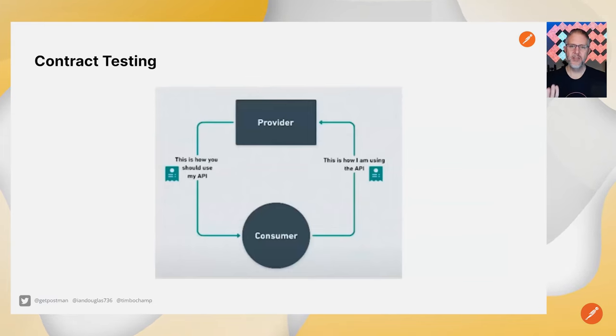Someone else was asking whether we can run all these tests using the command line. Yep, you can absolutely call these. Whether you're calling the producer contract generator tests or the tests that Tim wrote, as long as you've got a collection, you can build a collection runner and you can call that collection runner from Newman. So go check out the Newman command line tool, and from there, you'll be able to run these from the command line.